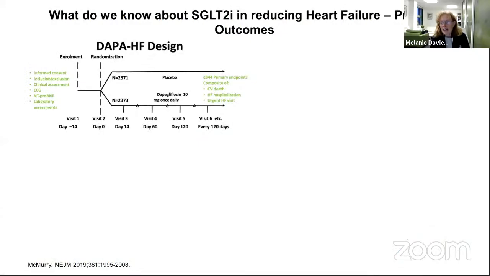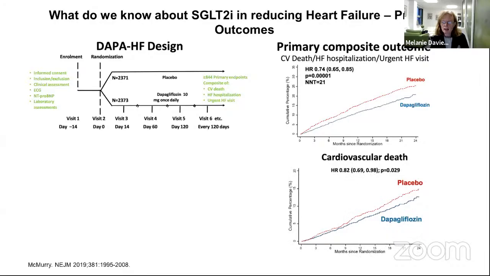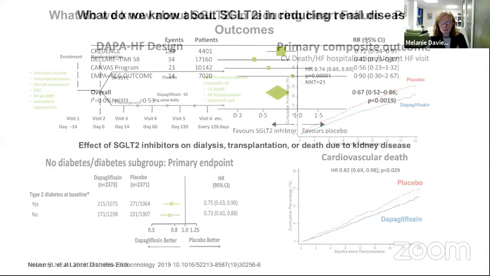We also know now, even in patients without diabetes, this is DAPA heart failure. This was a study that was published in the New England Journal of Medicine, that in patients with and without diabetes, this primary composite of heart failure and cardiovascular death was reduced by 26%, that cardiovascular death was reduced by 18%, and it was a significant reduction. And there was really no difference in the subgroup with or without diabetes. That will be changing the way that we use SGLT2 inhibitors.